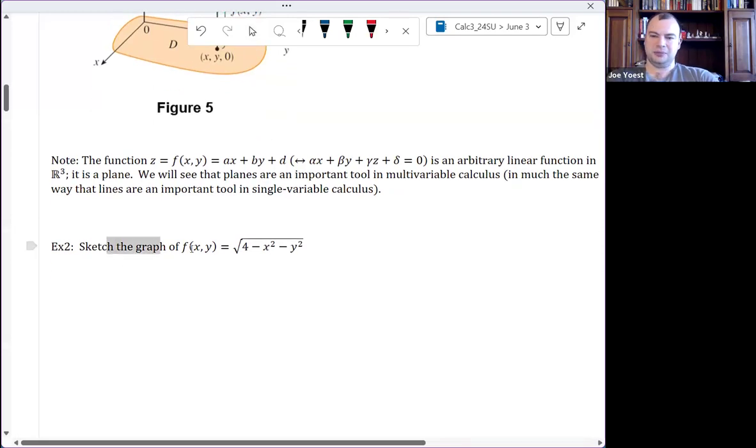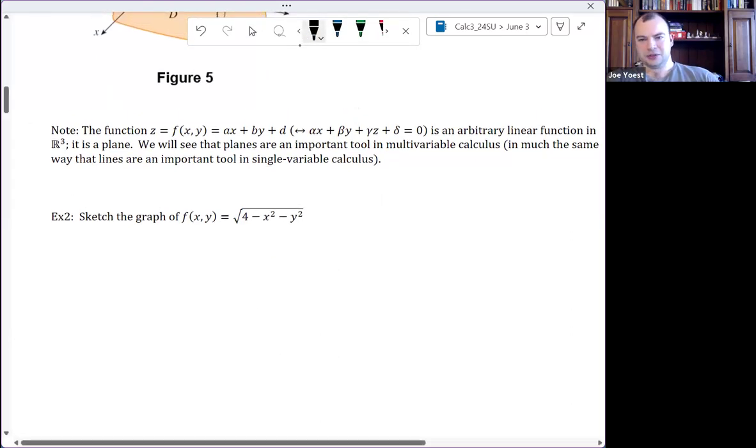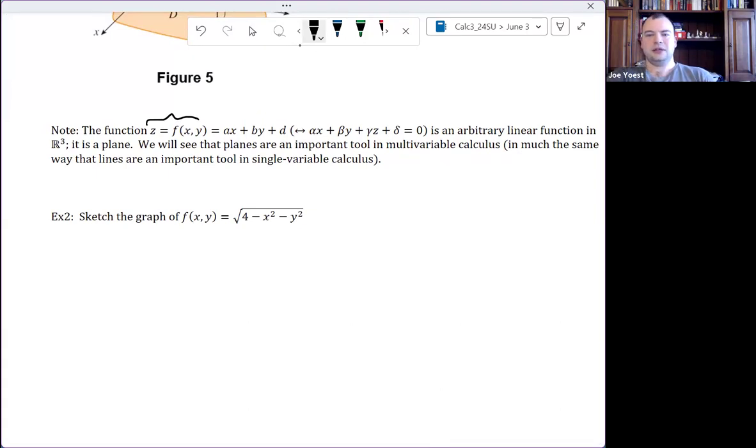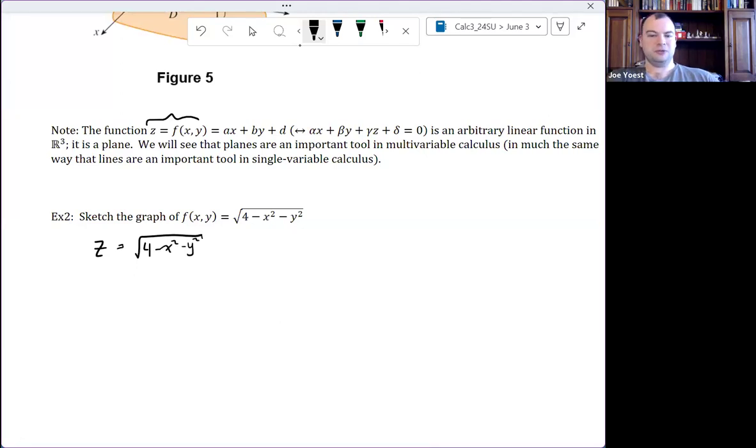Okay, let's look at an example. Let's try to sketch the graph of f of xy equals square root of 4 minus x squared minus y squared. Now, again, we tend to label the output as z and the inputs as x and y. So I see that z equals root 4 minus x squared minus y squared. I know that z is bigger than or equal to 0.